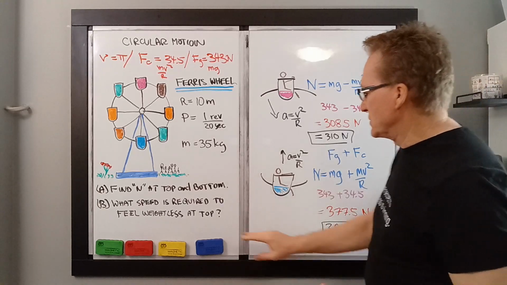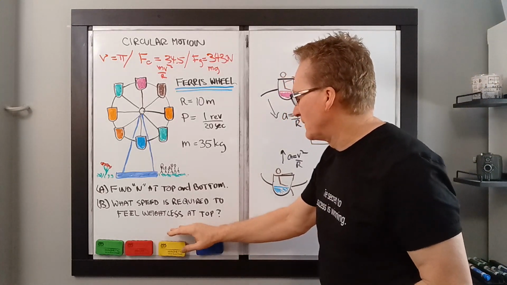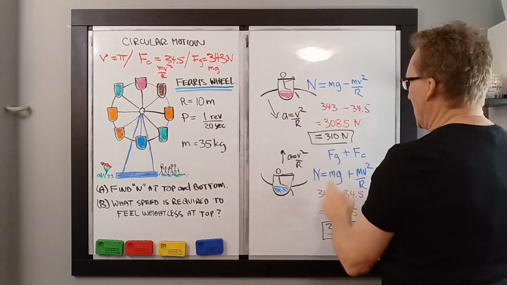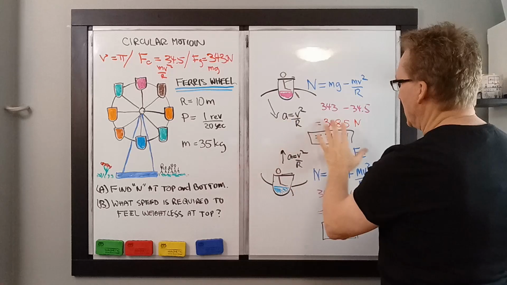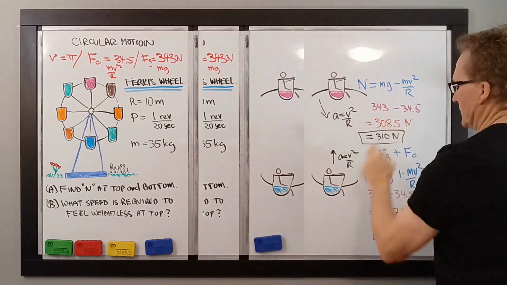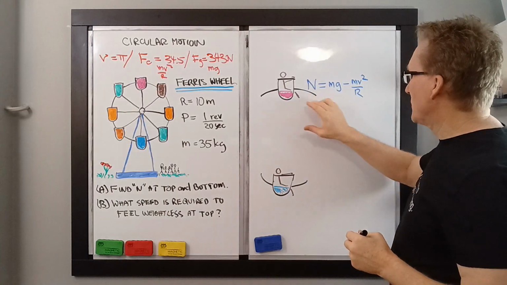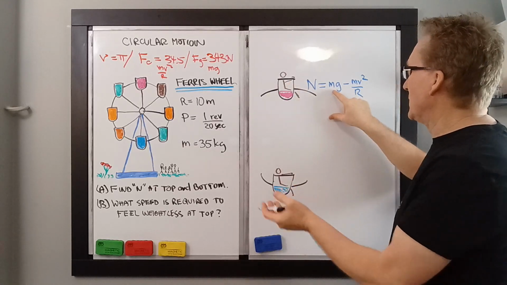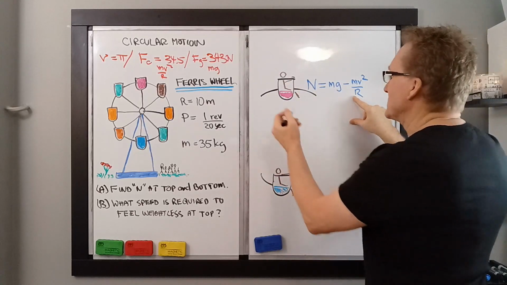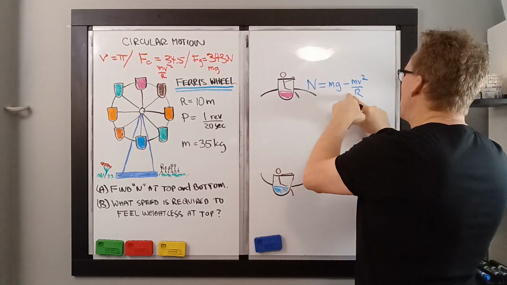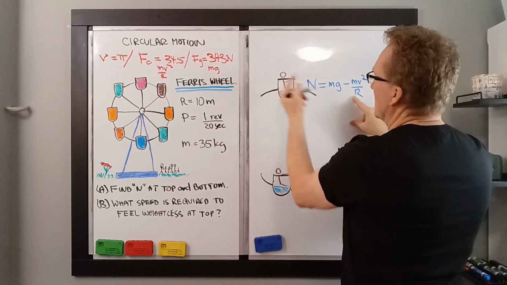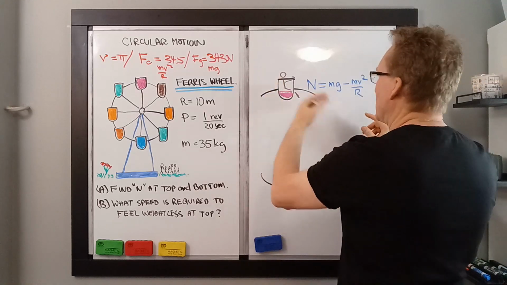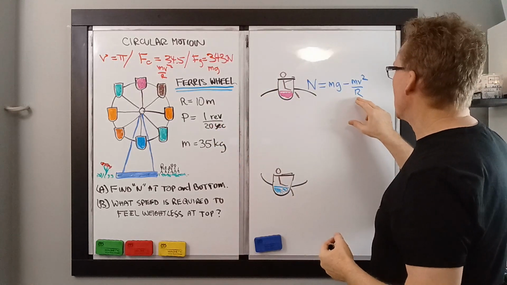Now the last part of the question they ask here is, what speed is required to feel weightless at the top? Fortunately, we already have this little equation here. I'm just going to erase the rest of this stuff because I don't need any of it. I'm just going to need this portion right here. Here I've erased everything. The normal force that the seat has to push up on this child when they're at the top is going to be equal to the child's weight minus the centripetal force, or if you want to call it the centrifugal force, the force at which the person is being pushed upward by the rotation. You can look at it either way.